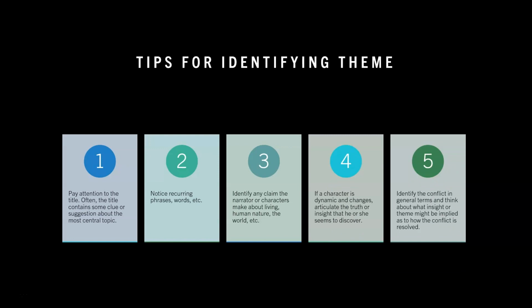Finally, you want to identify the conflict in general terms and think about what insight or theme might be implied as to how the conflict is resolved. So how is the struggle sort of made right in the end? Now, in the case of Hills Like White Elephants, there doesn't really seem to be a resolution, right? Whereas in a story like The Cask of Amontillado, there is a very clear resolution to the conflict in the story. Now, what sort of implications might the authors be making in those cases? That's something to definitely think about. Conflict is so central to storytelling that whatever sort of resolution comes from that conflict is definitely important to consider.